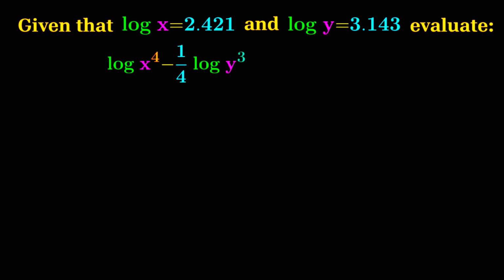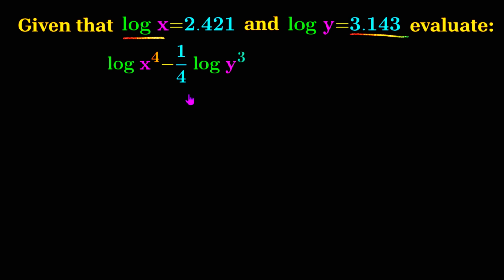Let us look at this nice equation. Given that log of x is equal to 2.421 and log of y is equal to 3.143, evaluate log of x power 4 minus a quarter log of y power 3. So what we have is just log of x and log of y. So all we need to do is manipulate our expression so that we are able to substitute these values for log of x and log of y.